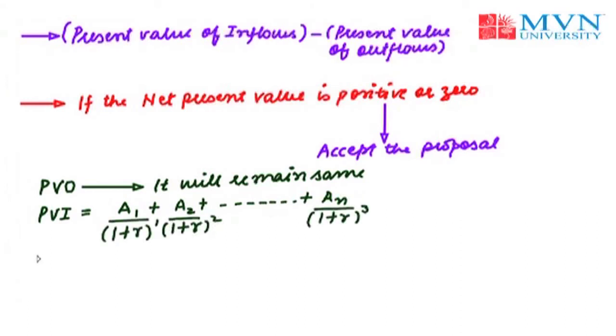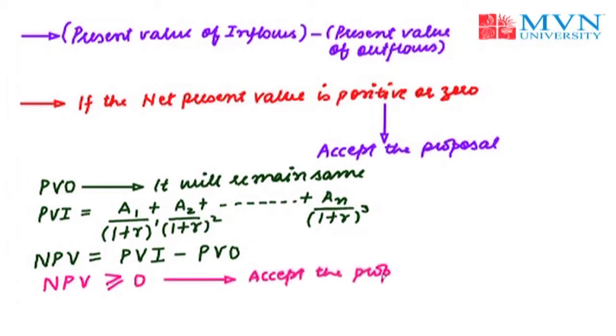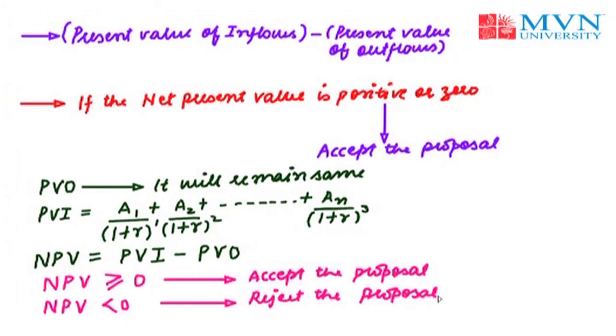And after calculating the present value of outflows and the present value of inflows, we need to calculate the net present value, where according to the formula, the net present value is equal to the present value of inflows minus the present value of outflows. So if the net present value is greater than or equal to 0, then we need to accept the proposal. But if the net present value is less than 0, the proposal is rejected.